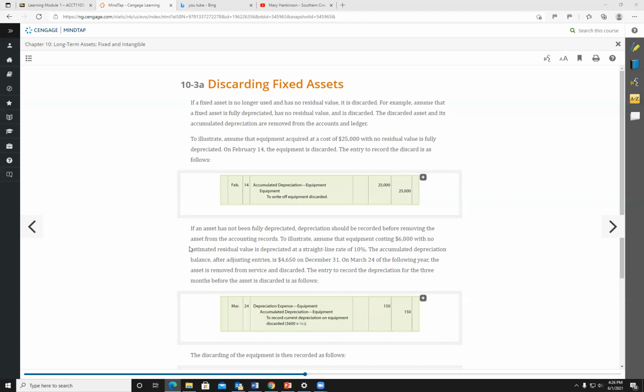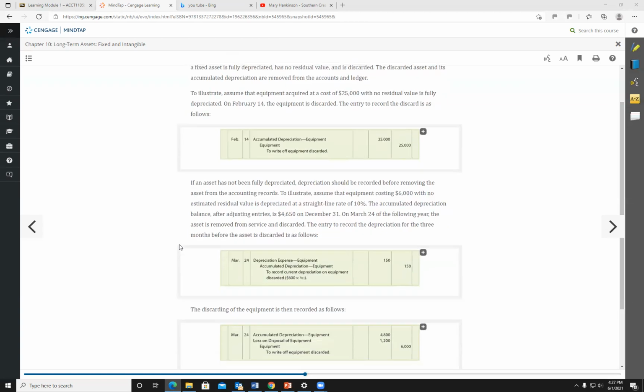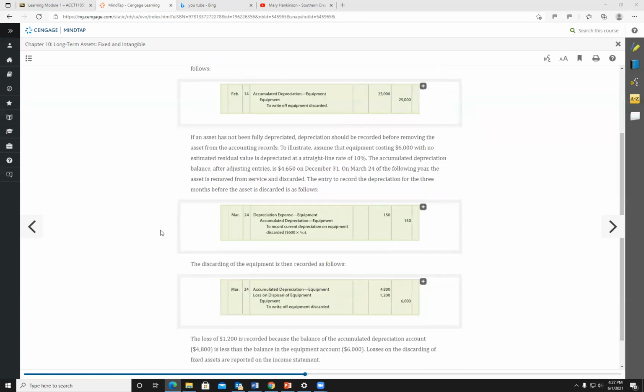Now, if an asset has not been fully depreciated, depreciation should be recorded before removing the asset from the accounting records. To illustrate, assume the equipment costing $6,000 with no estimated residual value is depreciated at a straight line rate of 10%. The accumulated depreciation balance after adjusting entries is $4,650 on December 31st. On March 24th of the following year, the asset is removed from service and discarded. The entry to record the depreciation for the 3 months before the asset is discarded is as follows.